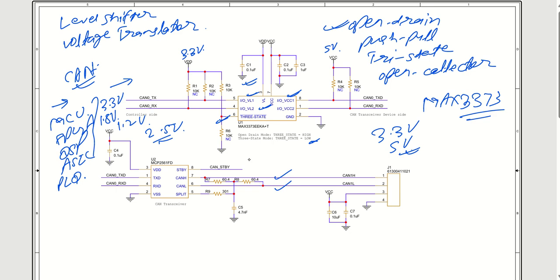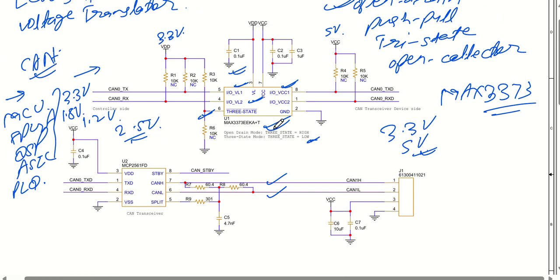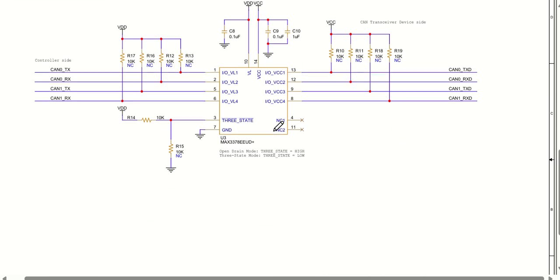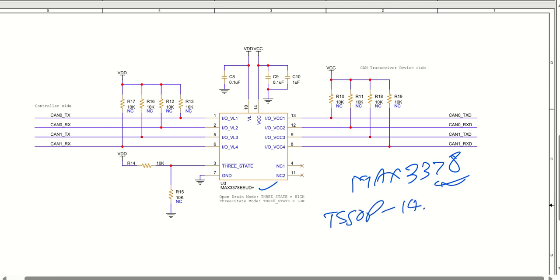If you want, there are various options in this MAX33 series, so we'll see that as well. This is a 2-line IC. If you want a 4-line IC, you can go ahead with MAX3378, which is also in a TSSOP 14 package. You can have two pairs of signal here and two pairs of output here.